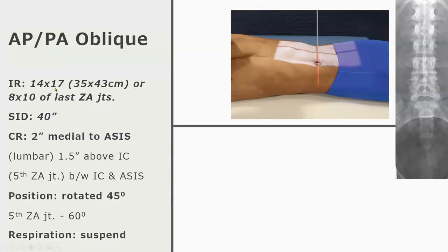AP or PA oblique, 14 by 17. 40-inch SID, 2 inches medial to the ASIS, and 1.5 inches above the iliac crest is where we're going to be centering. So that is similar to an AP lumbar, 1.5 inches above the crest. The position rotation should be about 45 degrees, but when we're looking at the lower ZAs, you may have to go up to a 60-degree oblique rotation.